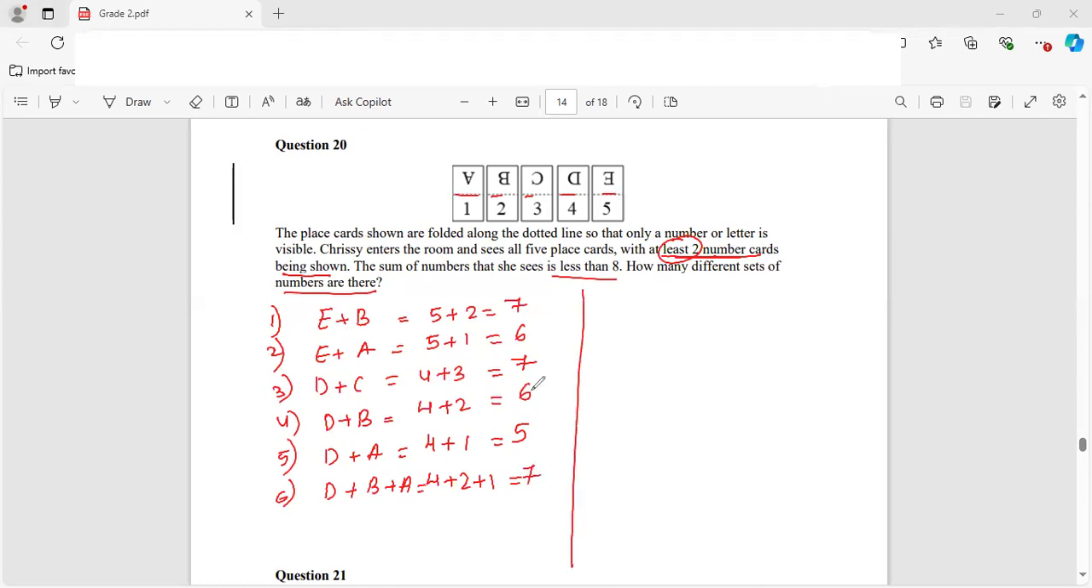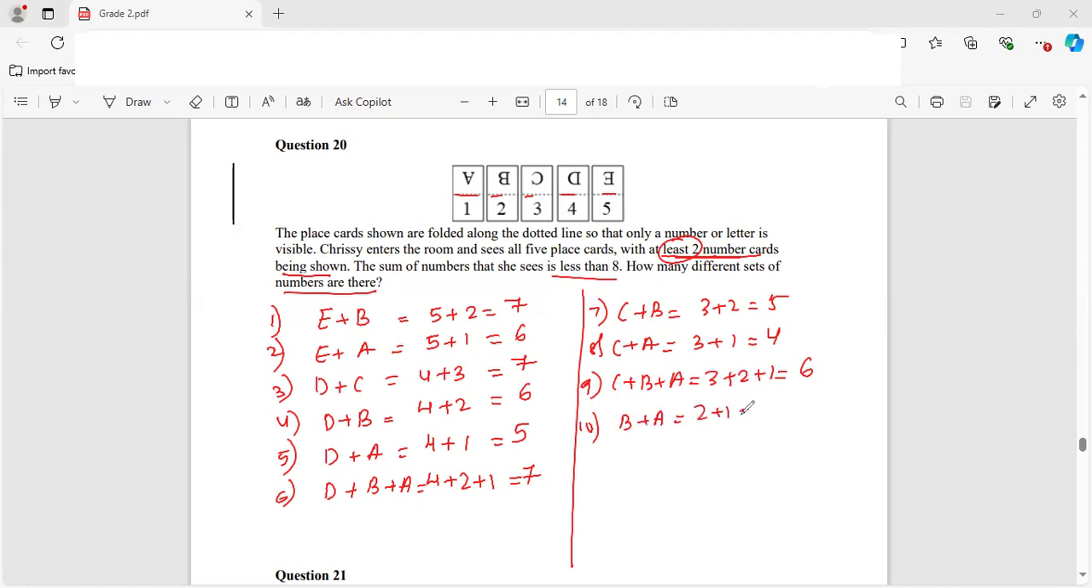So 6 combinations so far. Then you can take C plus B, which is 3 plus 2, which is 5. It can also be C plus A, which is 3 plus 1, which is 4. It can also be C plus B plus A, which is 3 plus 2 plus 1, that's 6. And it could be B plus A, which is 2 plus 1, which is 3. So these are the different combinations that are possible, different sets of numbers. So the total number of different sets is 10. I get 10 combinations.